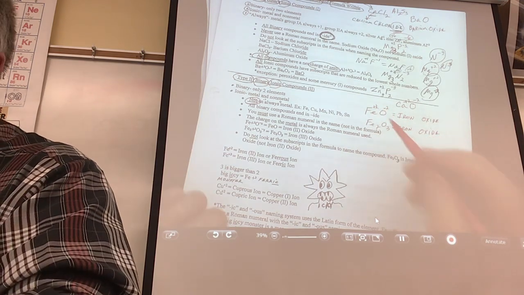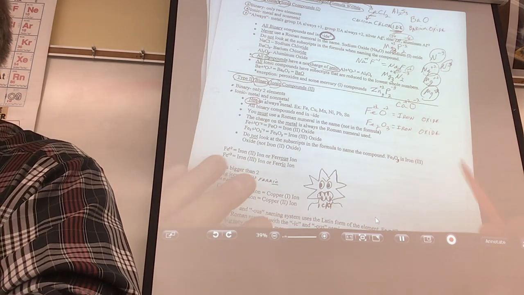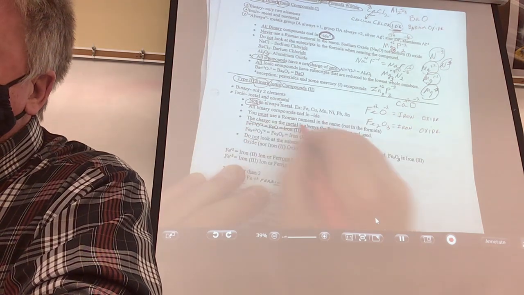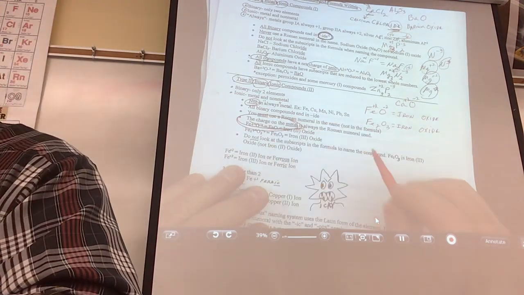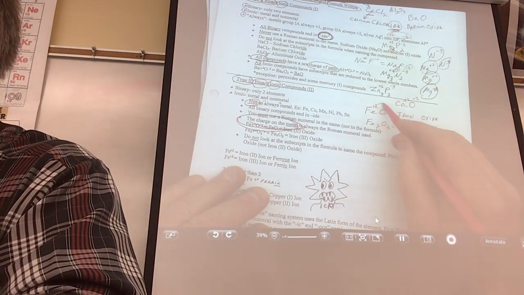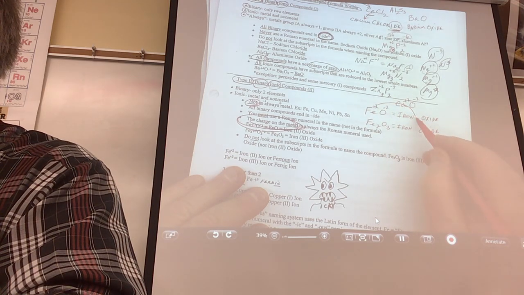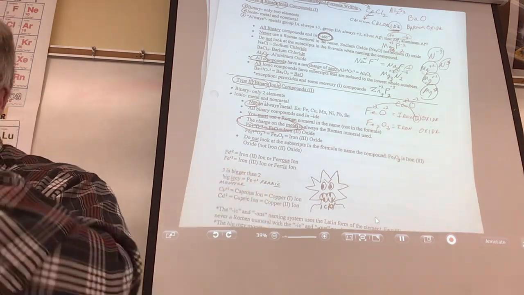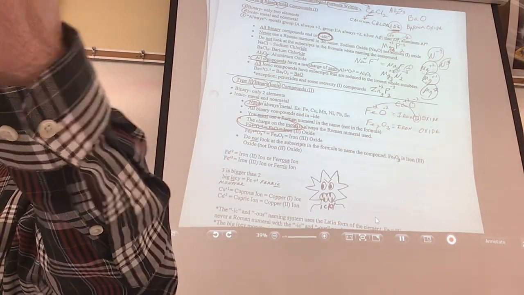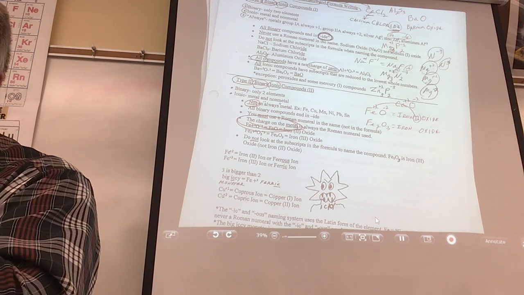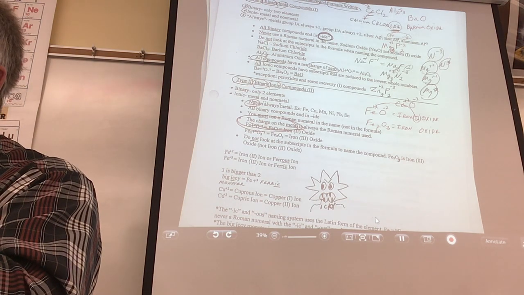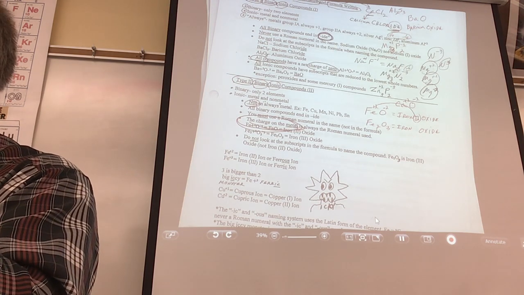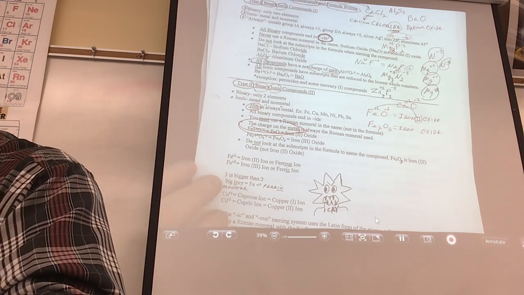Now, here's how they fixed it. Here's how they fixed the problem. They said, whatever the charge on the metal is, make that a Roman numeral. And you put that in the name. Aha. So what's the name of this? Iron, whose charge is 2, iron 2 oxide. I'm looking at your faces. All right, ready?